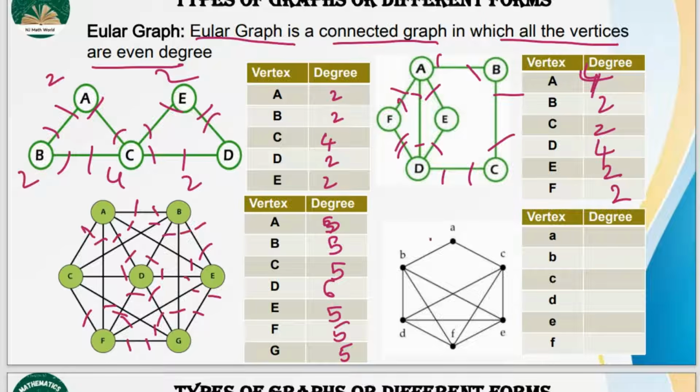Then the next one: A is 2, B is 4, C is 4, D is 4, E is 4, and F is 4. So here all are even degree, therefore it is an Euler graph.